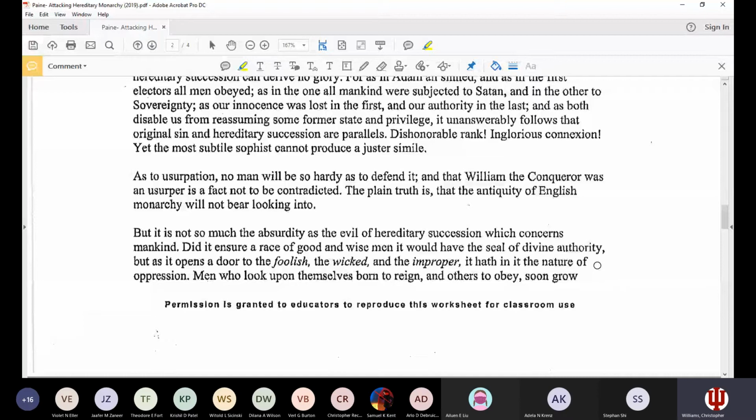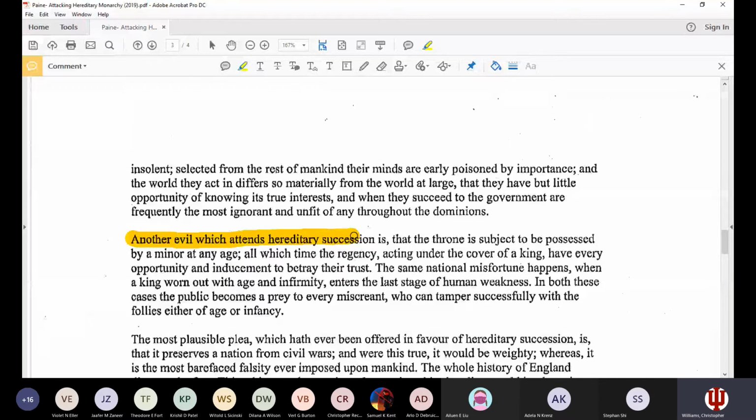Okay. And then this one I think is a very interesting argument, where he says another evil which attends hereditary succession is that the throne is subject to be possessed by a minor at any age. And this is true. Henry VI took the power at 9 months of age, because his father died. He's the offspring, the only son. He takes power. Now, obviously, a 9-month-old can't do anything, so advisors and people working within the close circles of the monarch are going to run things, but he automatically ascended to the throne after his father, regardless of age.